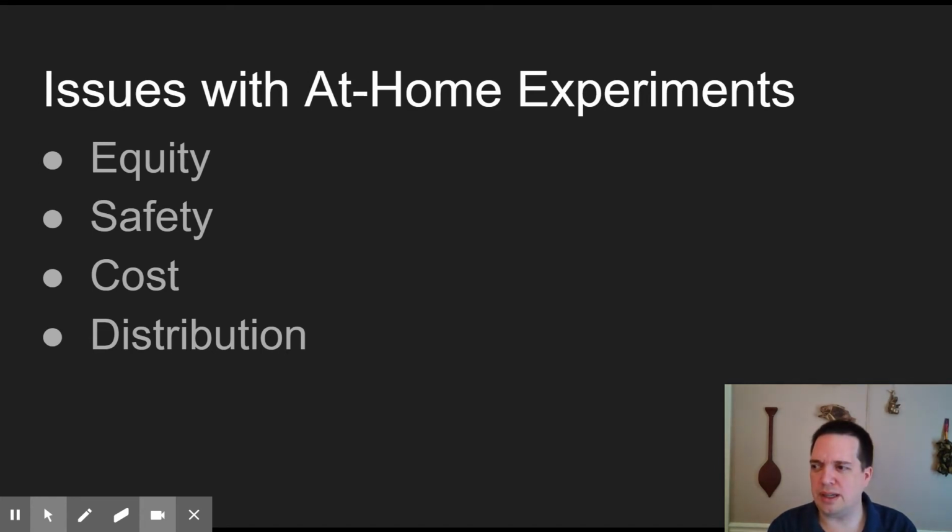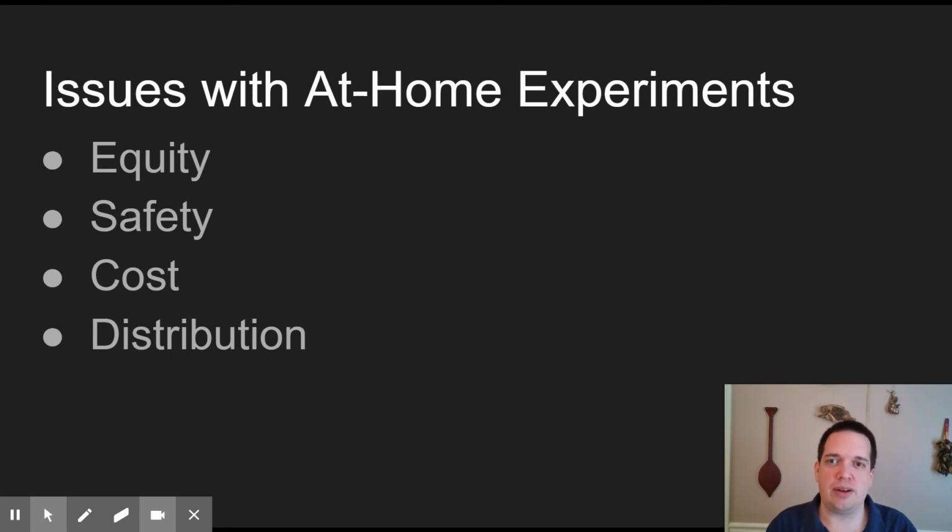Third, you consider cost. Even if you have a safe lab, it might be expensive to send home 100 versions of it. And even if you could afford it, the distribution is an issue. I'm not saying forget about doing this. I think it would be ideal for students to do experiments at home. These are just some issues that make it much more difficult.